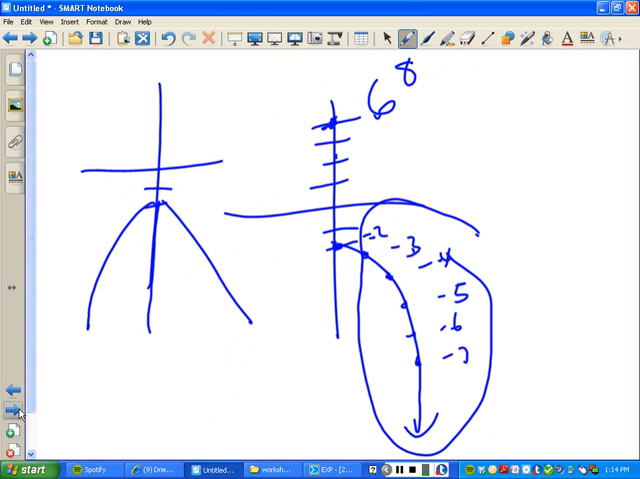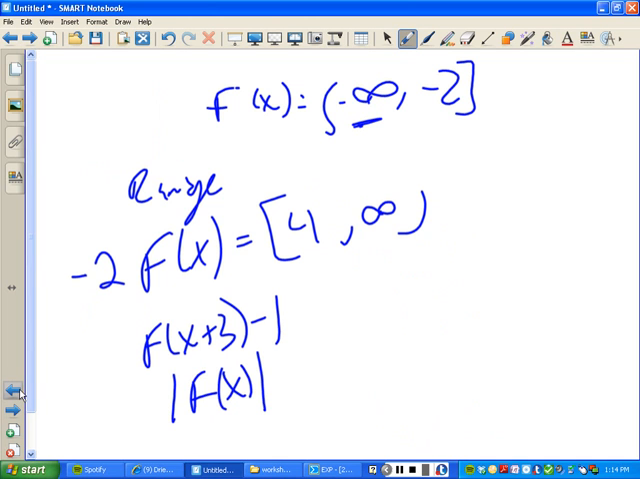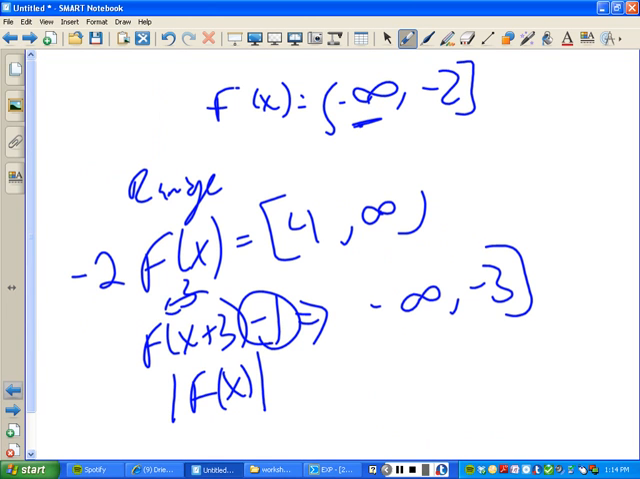Okay. Now, what's going to happen here? The plus 3 is going to shift the graph to the left 3 units. That's not going to affect the range at all. What's going to affect the range? Subtracting 1. So the range becomes negative infinity to negative 3. And then what's the absolute value of f of x going to be?